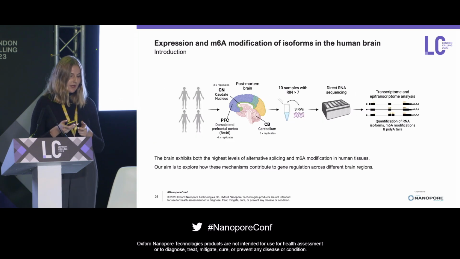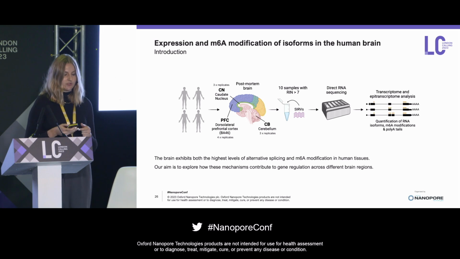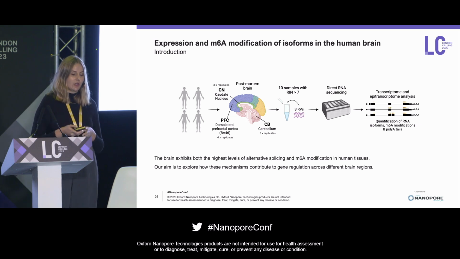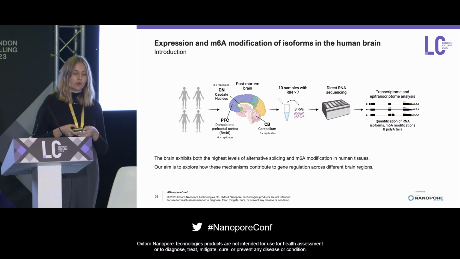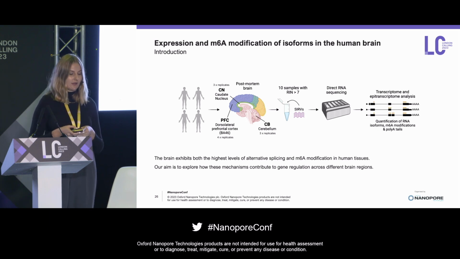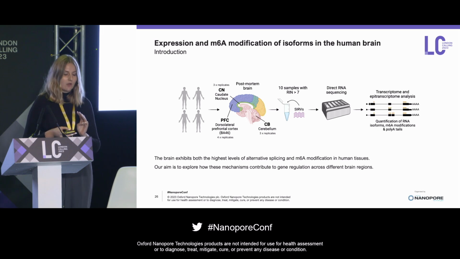Our aim was to apply direct RNA sequencing to 3 brain regions to investigate how different gene regulatory mechanisms contribute to overall brain function. So we used post-mortem brain samples from 4 control individuals, and these came from 3 different brain regions. So we had the prefrontal cortex, caudate nucleus, and the cerebellum. These were all sequenced on the PromethION device.